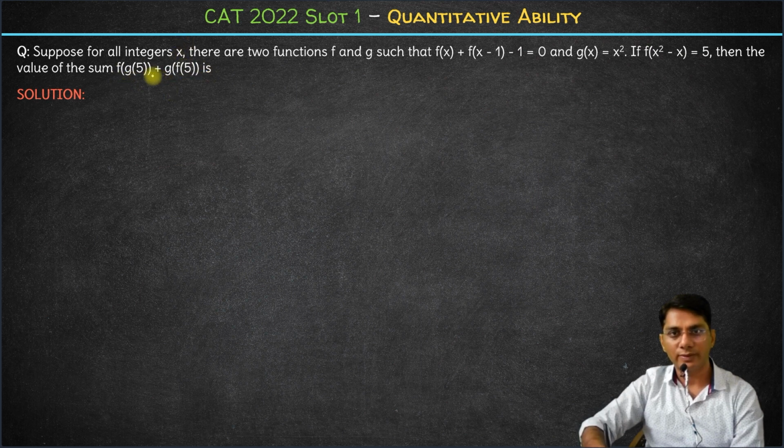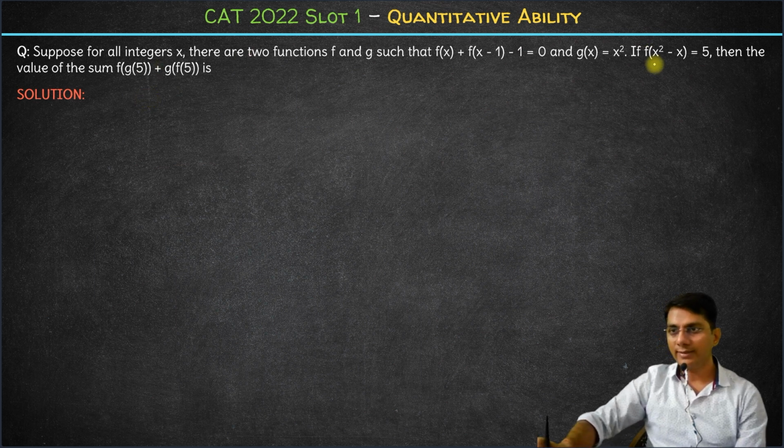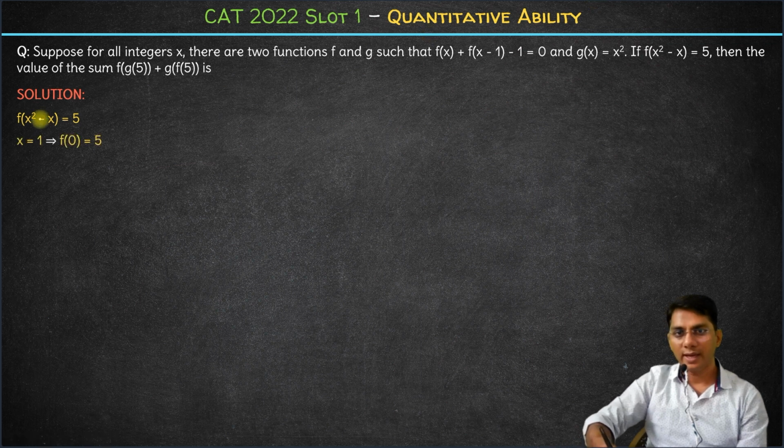These are two composite functions. We have to calculate the value of these two. Okay, so let's start from f of x square minus x is 5 and we also have this. Now substituting x equals to 1 over here, so what we'll have is f of 1 square minus 1. So f of 1 minus 1 will be 0. So f of 0 is 5.